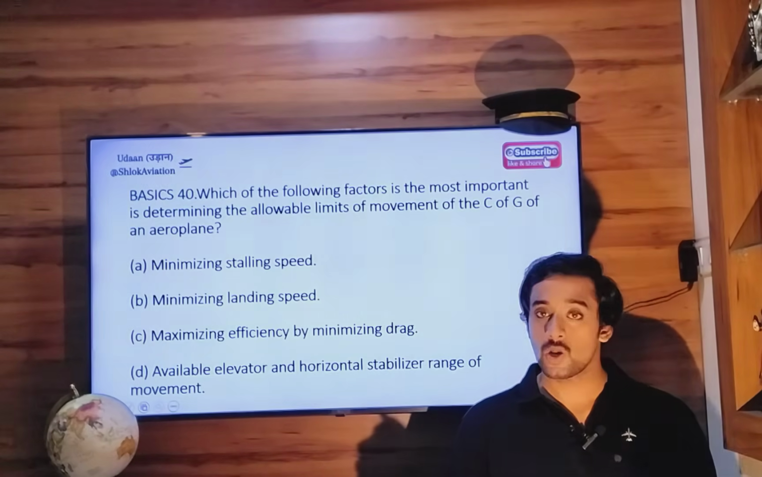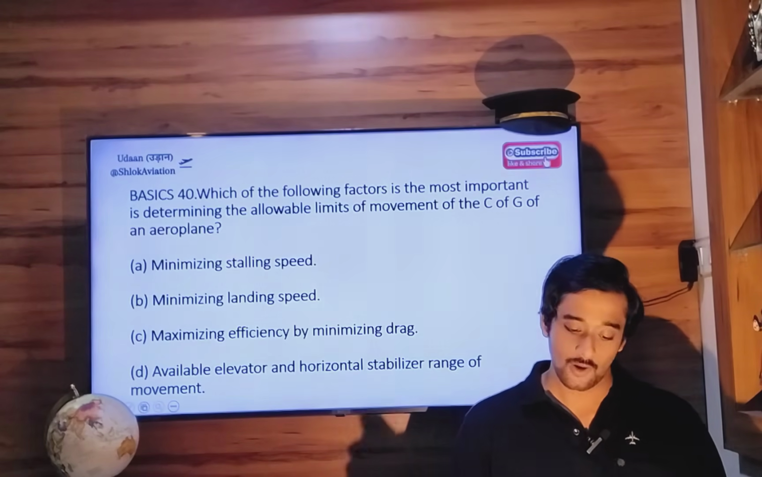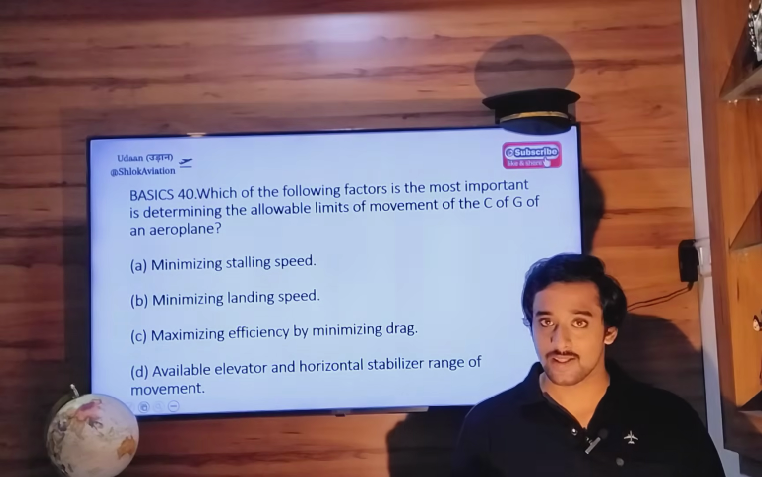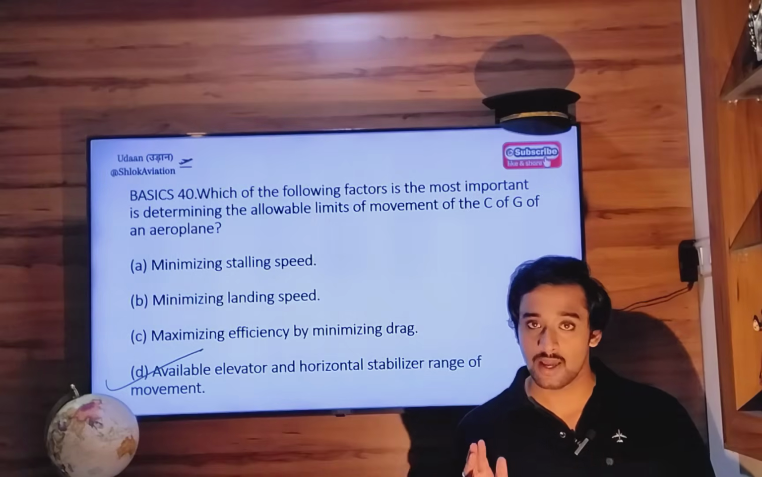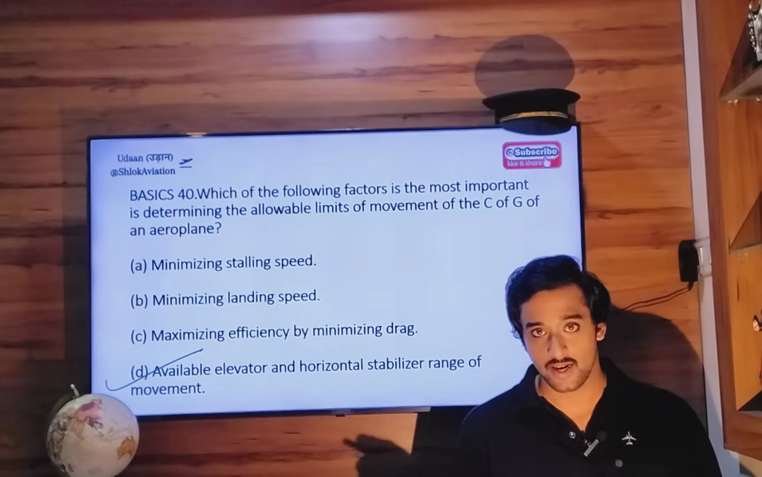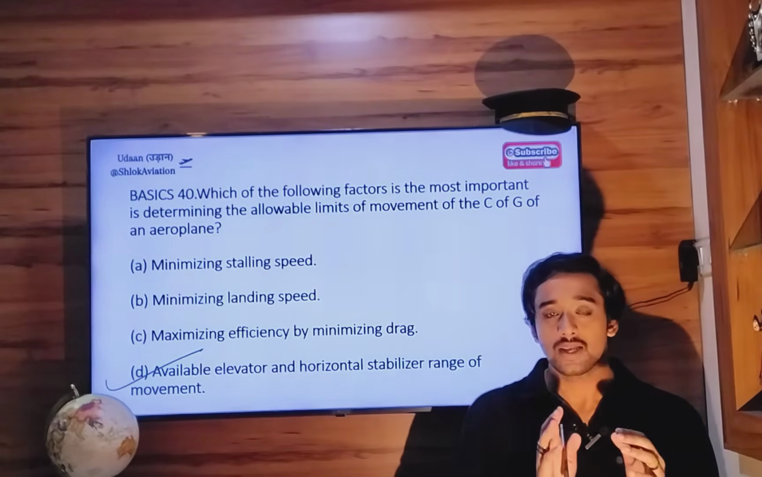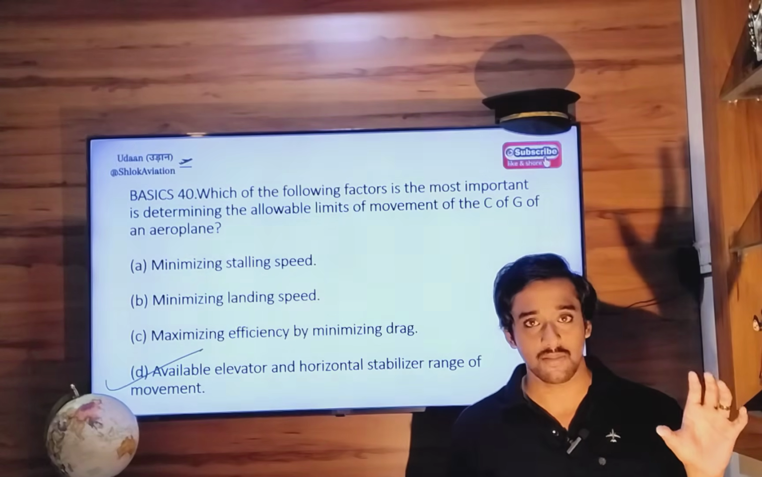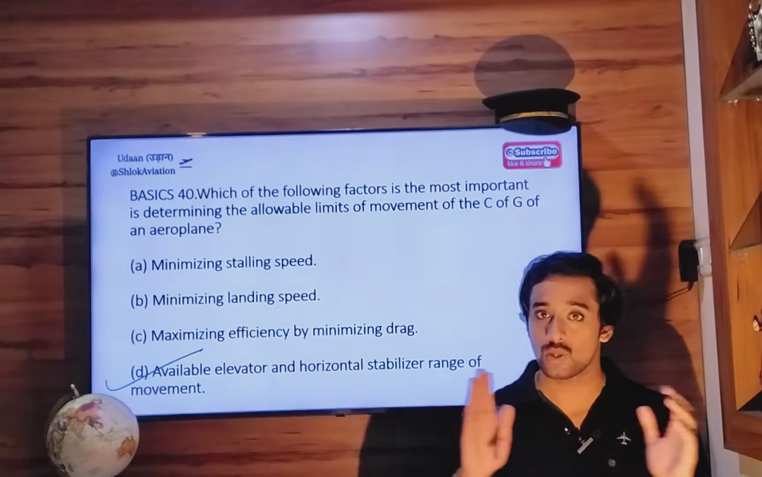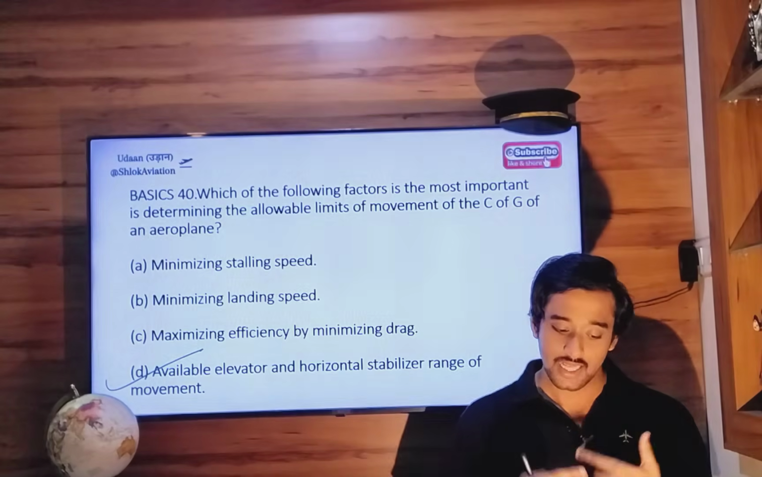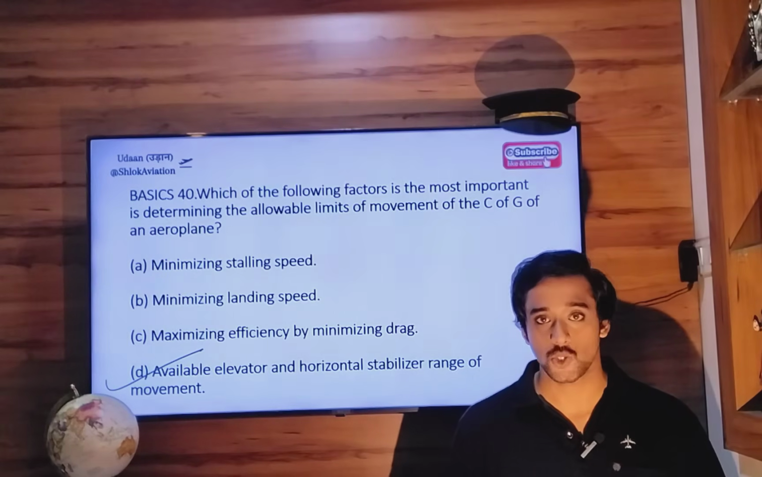Next, which of the following factors is the most important in determining the allowable limits of movement of center of gravity of aeroplane? So it is always the available elevator and horizontal stabilizer range of aircraft. Okay. So as the center of gravity moves to the forward limit, backward limit, the available distance between the horizontal stabilizer, your elevator, and the control column on your aircraft changes with the change of CG movement. And this will influence the stability, maneuverability, controllability characteristics of your aircraft.